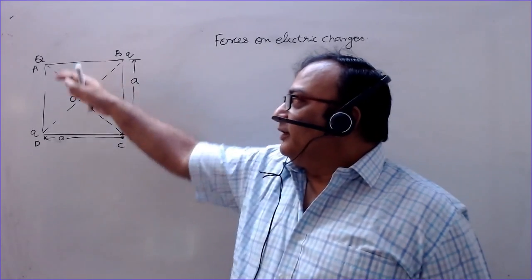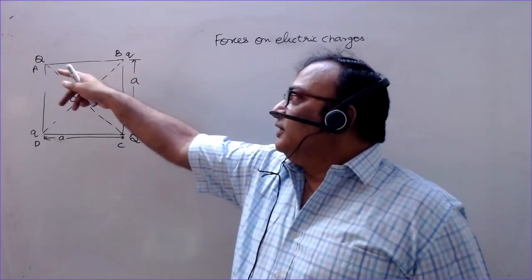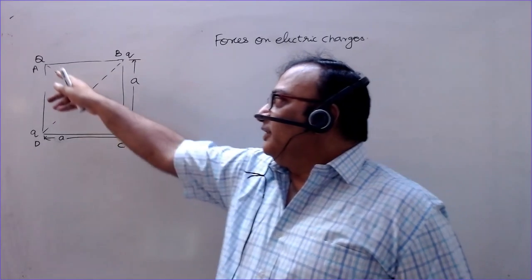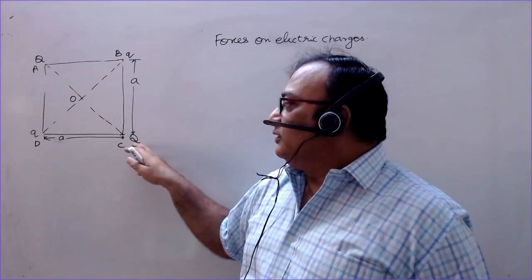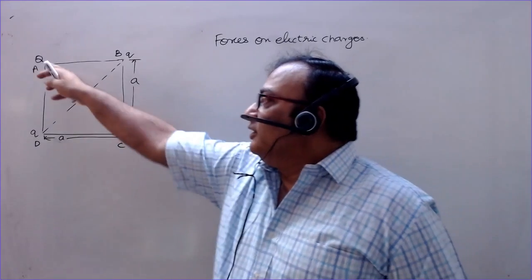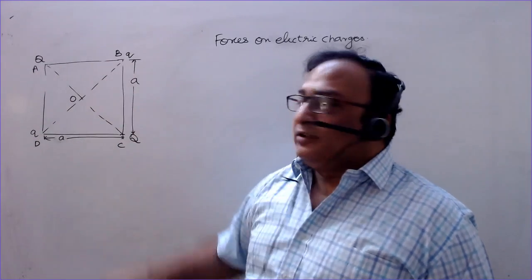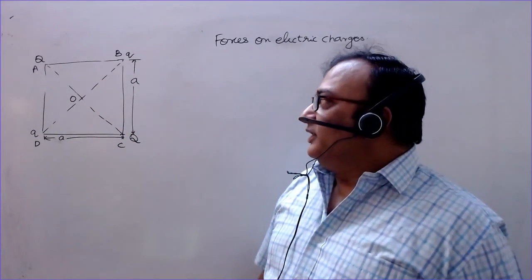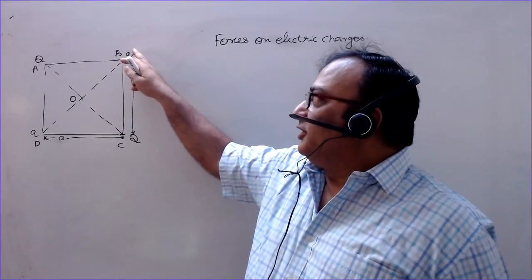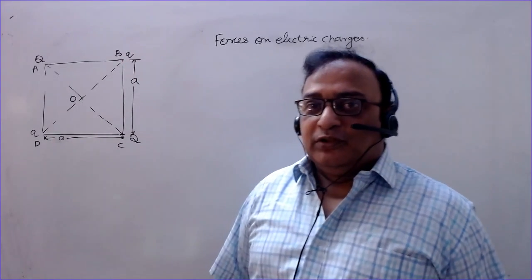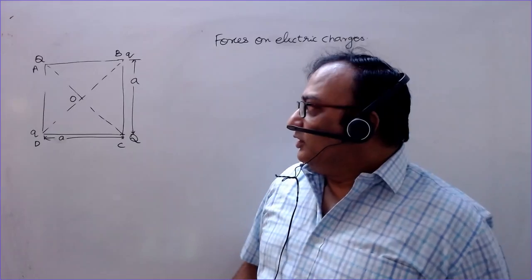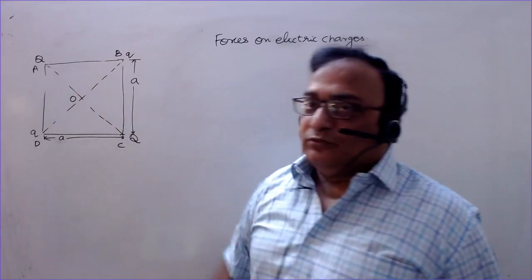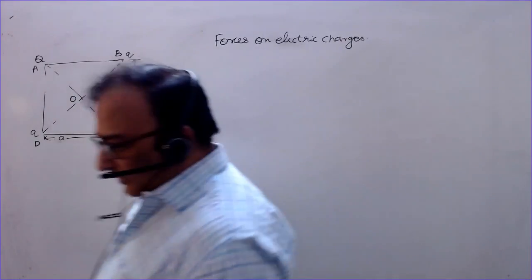This is a square. At the four ends of this, charges are kept in such a way that along this diagonal the opposite ends have charges capital Q and the other two are small q. It is given that the force on this charge Q, this or this, is 0, the resultant force is 0. Then what is the relation between these two charges? This we have to find.